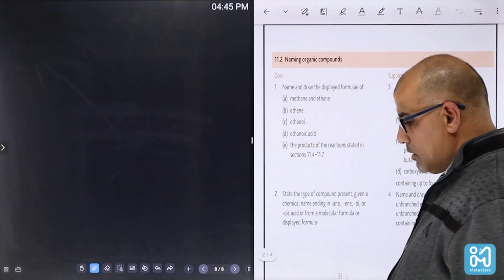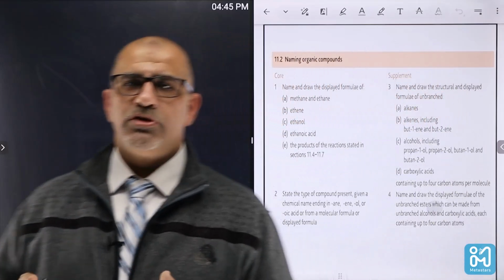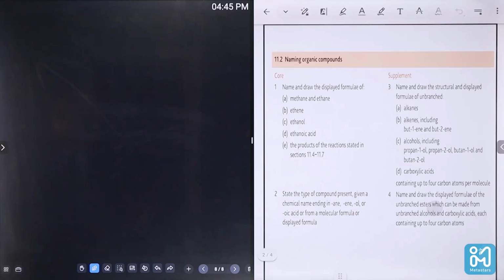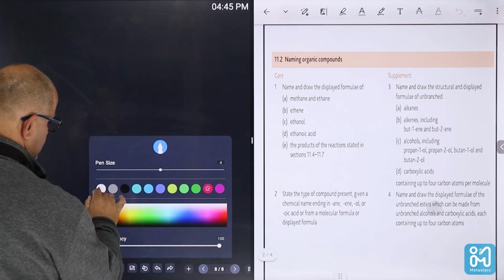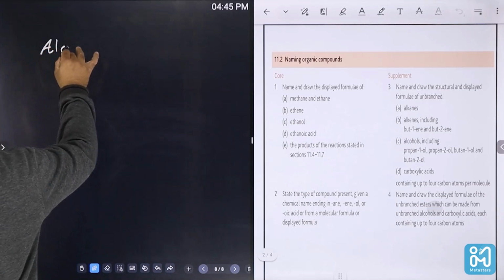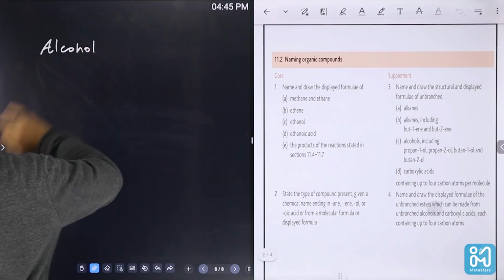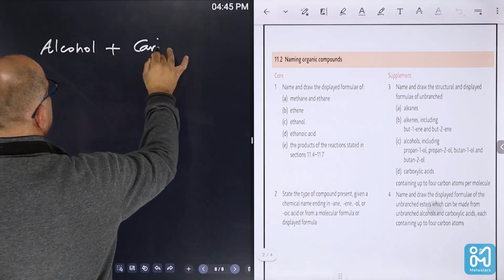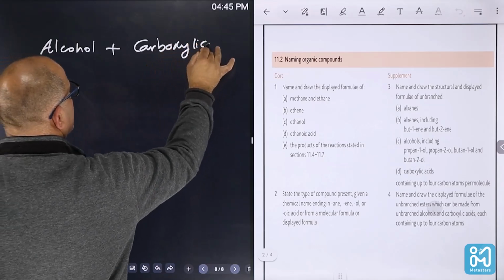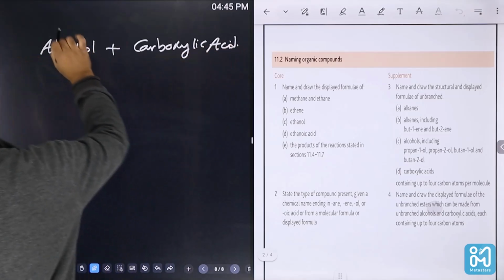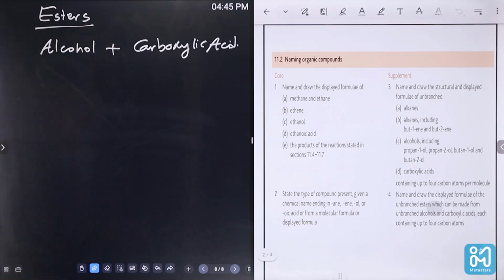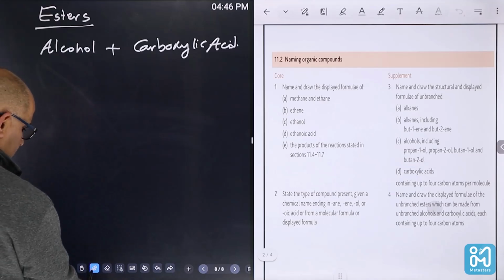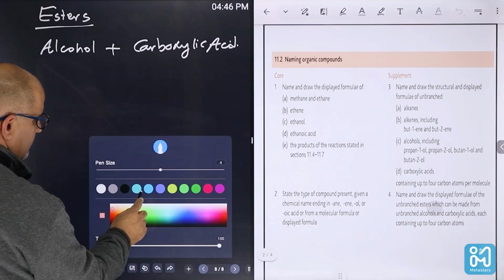Now, the next functional group that we shall know how to name comes from the reaction of alcohol plus carboxylic acid. So that's ester. It's a compound that comes from alcohol and carboxylic acid. Let me tell you how they are formed. They are formed like that.